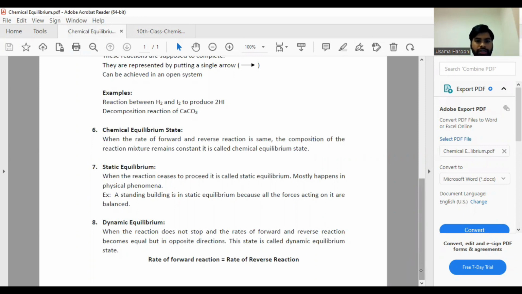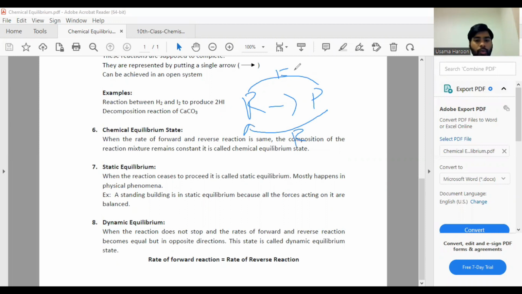A chemical equilibrium state is one in which the rate of forward and reverse reactions is the same. Forward reaction is the reaction in which the reactants are converted into products. This is the forward reaction. And what is the reverse reaction? In which the products are converted into the reactants. So this is the forward and the reverse reaction.